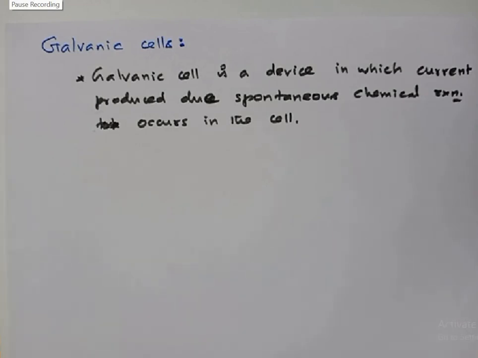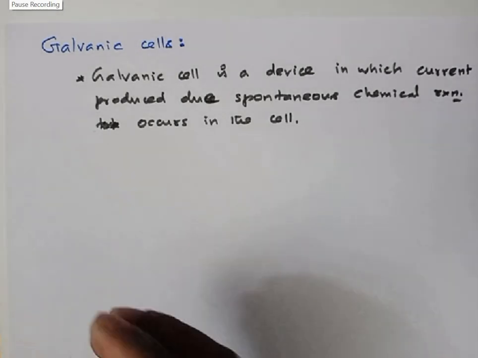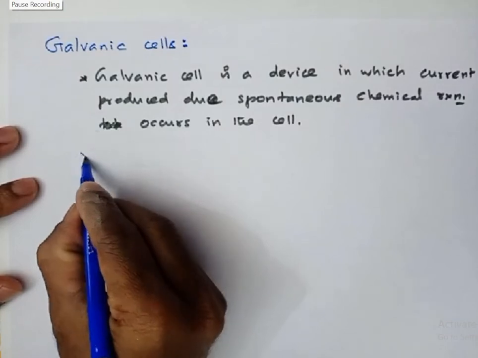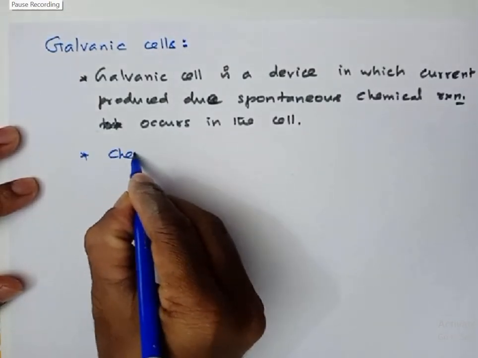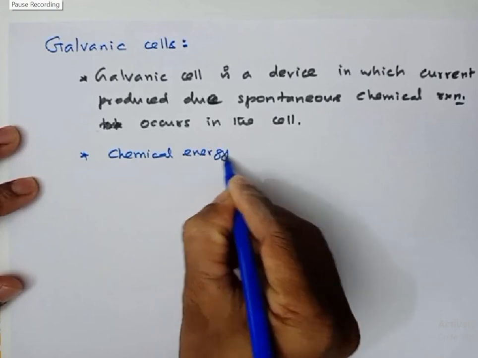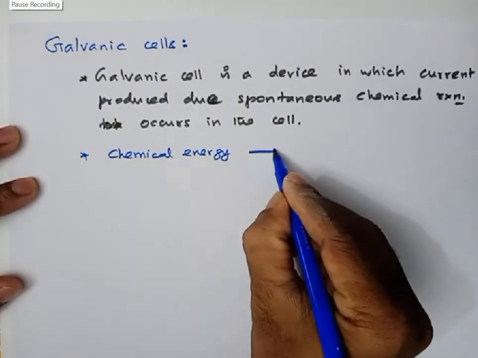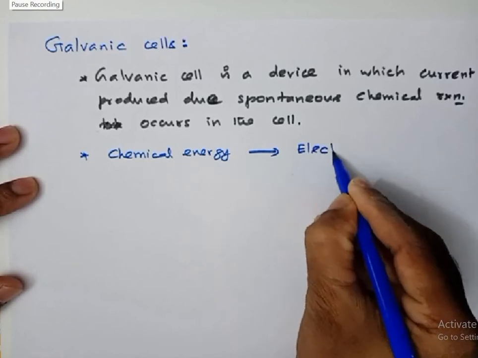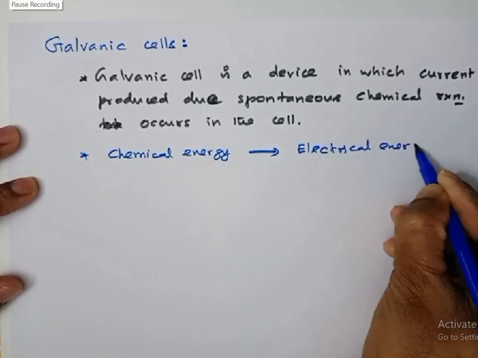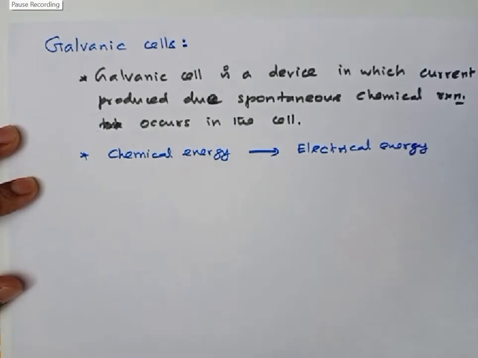right? So some chemical reaction takes place, and because of that current is produced. Or we can also say that here chemical energy is converted into electrical energy. In a galvanic cell, chemical energy is converted into electrical energy.